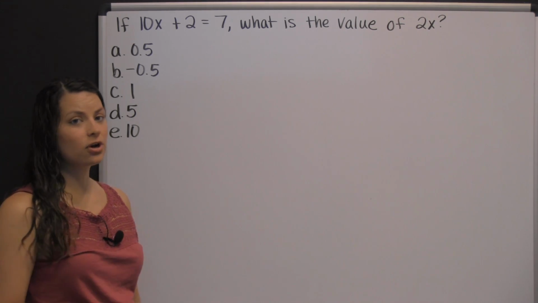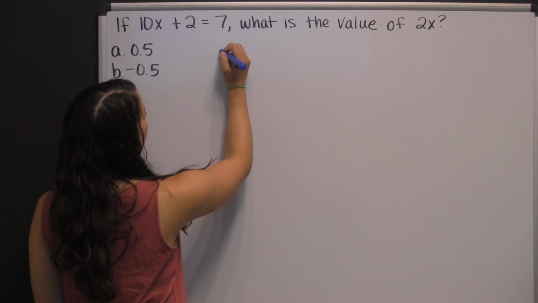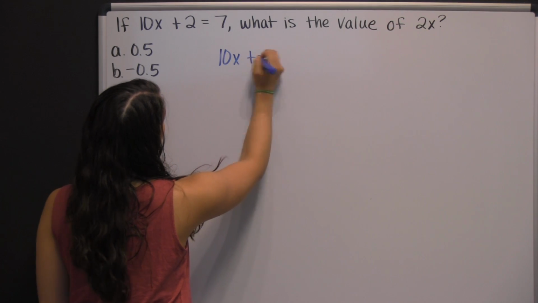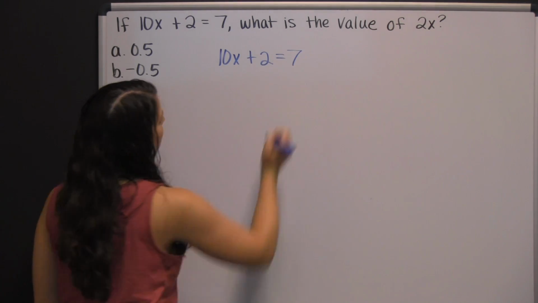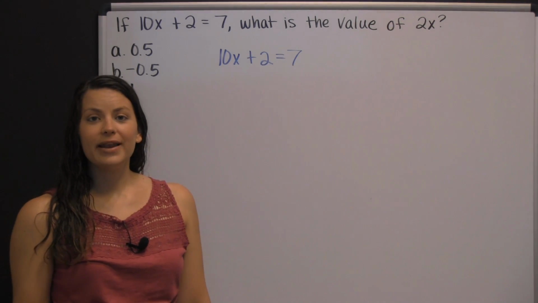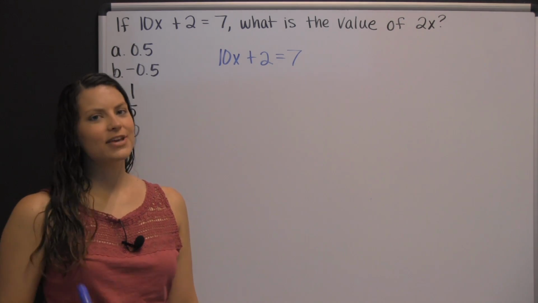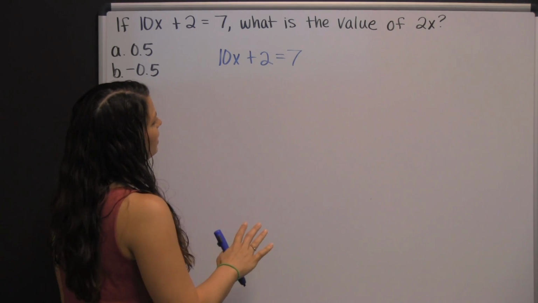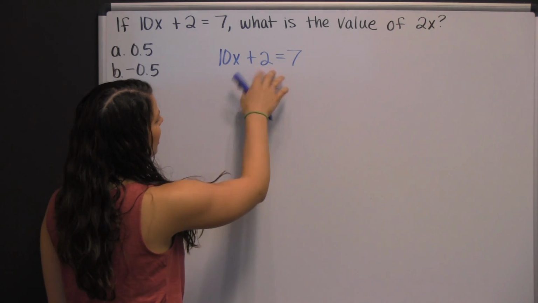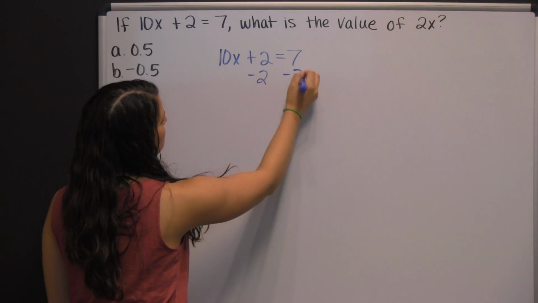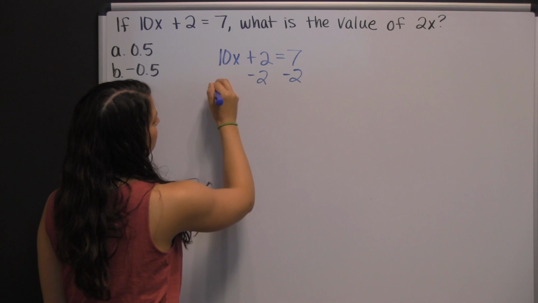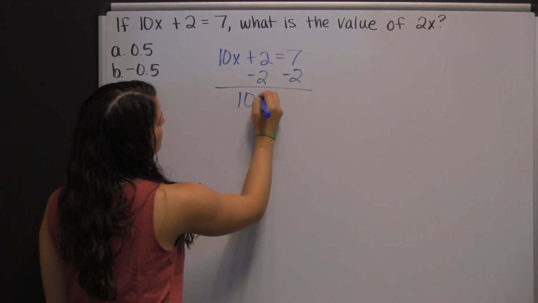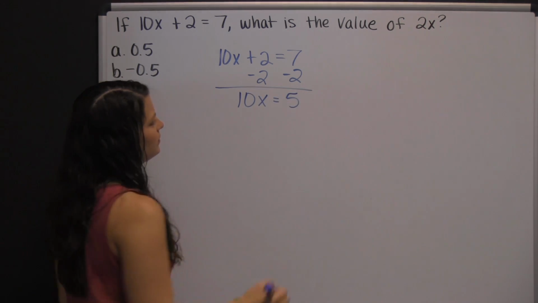Well, let's first start with solving this algebraic equation of 10x plus 2 equals 7. Because if we can figure out what x is, then we can figure out what 2x is. The first thing we need to do is subtract 2 from both sides to get rid of this plus 2. So that leaves us with 10x equals 5.